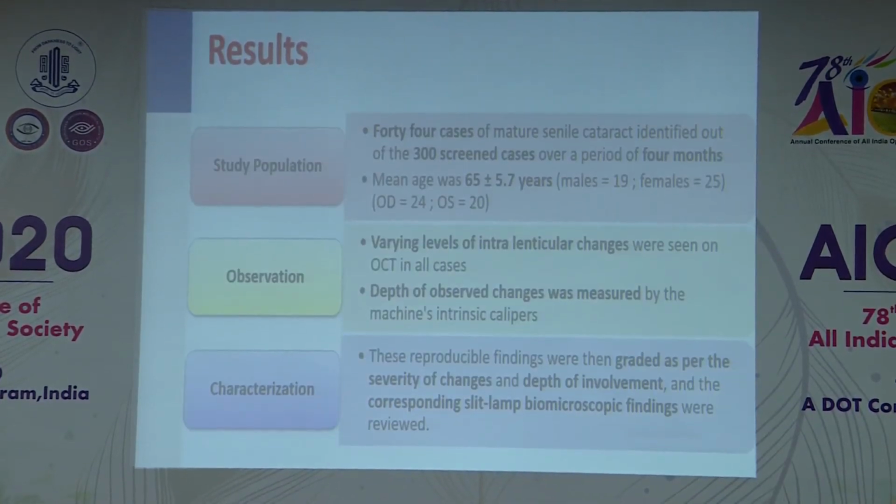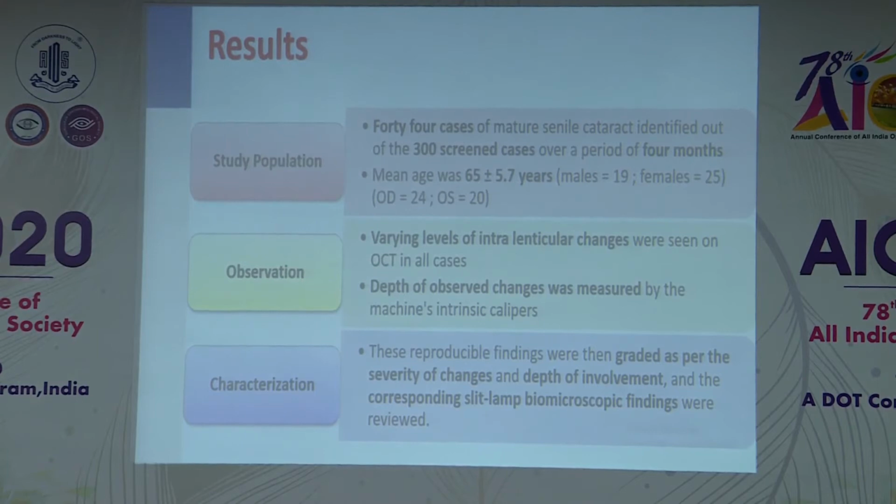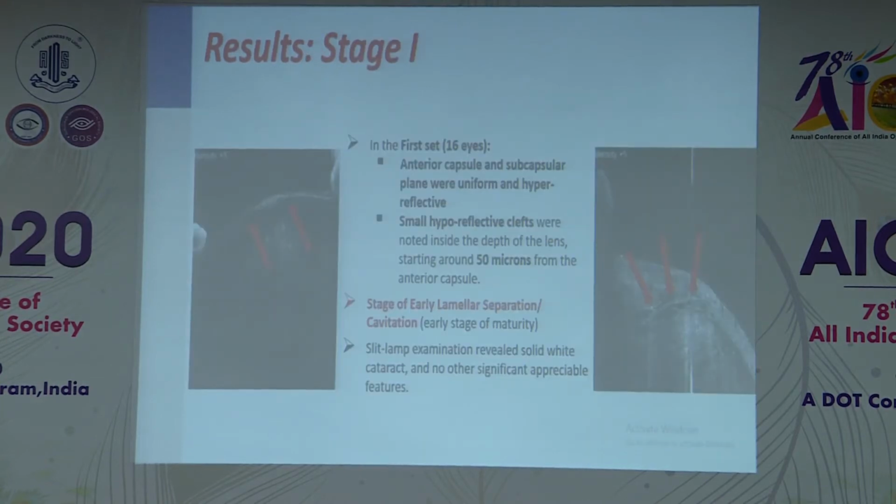So for the study population, over a period of time, we totally screened 300 patients. Among those, we included 42 patients who were having mature cataracts, and these patients were examined in detail on slit lamp, followed by OCT. So on OCT, we categorized these patients into 3 categories.